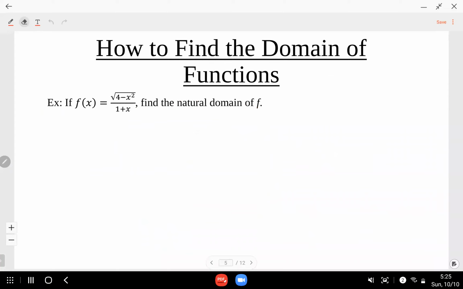So how do we find the natural domain of a function? Let's move on. This should be a bit harder. Our example here is: if f of x equals the square root of 4 minus x squared, over 1 plus x, find the natural domain of f.